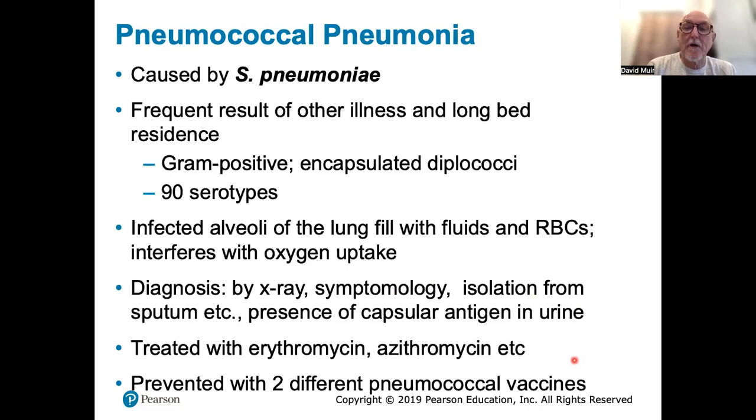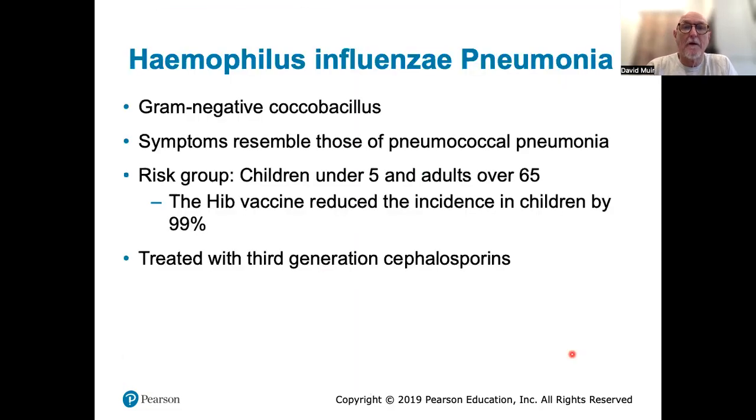But the most important thing about it is that there are good vaccines against it. There are two different pneumococcal vaccines, which are extremely effective, which everybody should have. Anybody can get pneumococcal pneumonia. These pneumonias can be caused by other organisms as well. So this one, I said that I would refer again to this.